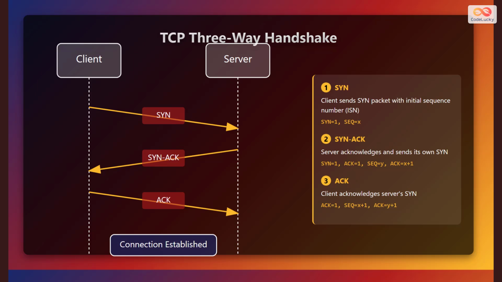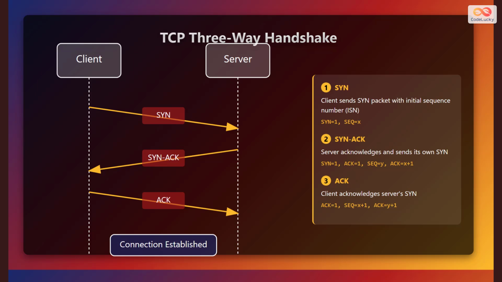The Transmission Control Protocol uses a mechanism called the three-way handshake to establish a reliable connection between two devices. The first step is the client sends a SYN packet to the server, indicating that it wants to establish a connection. This SYN packet includes an initial sequence number, represented as SYN equals 1, SEQ equals X.